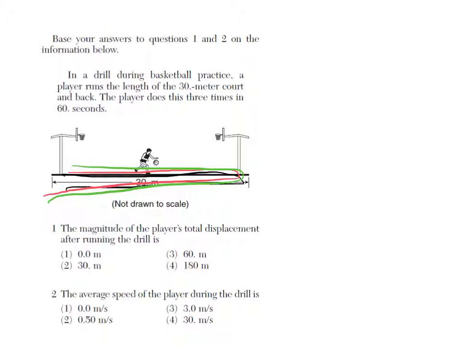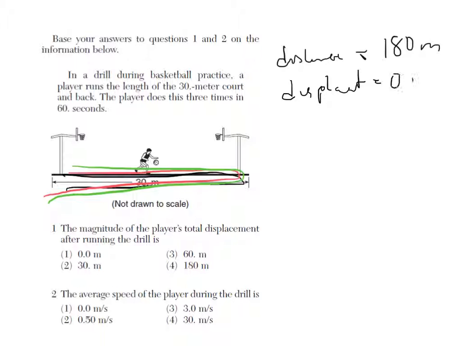So he's gone a total distance of 180 meters. His displacement, however, is 0 because he's back to where he started. So the first question here is what's his total displacement? It would be 0. If they asked you for distance, it would have been 180.